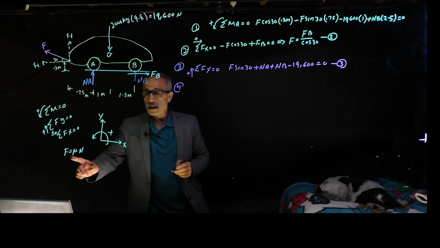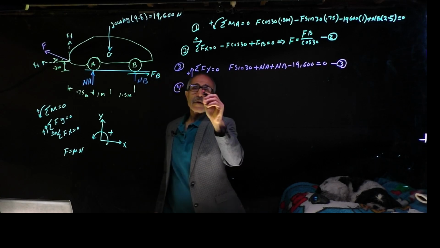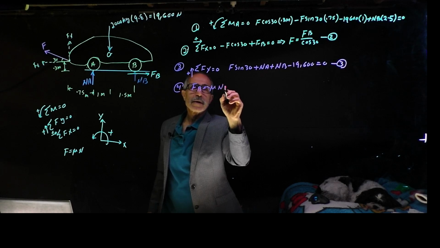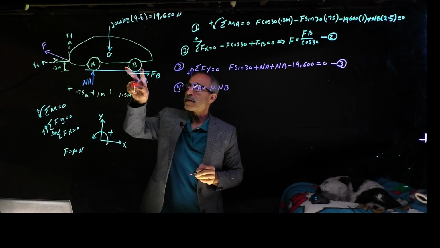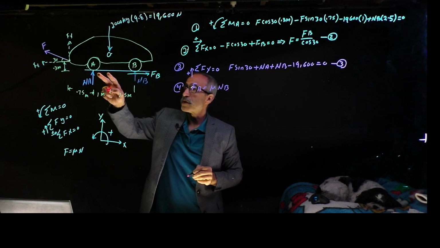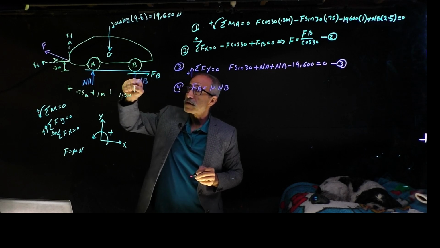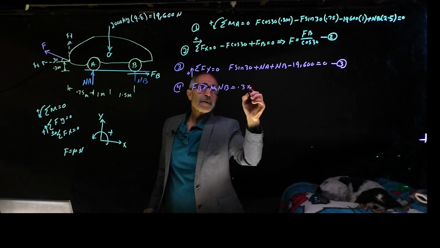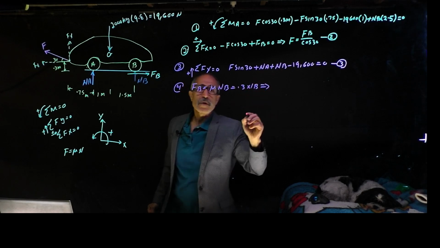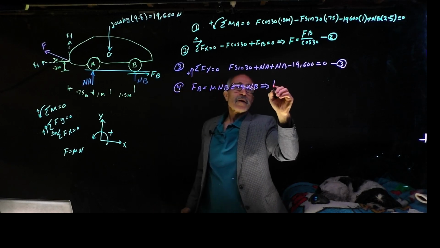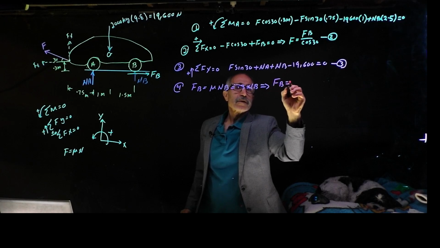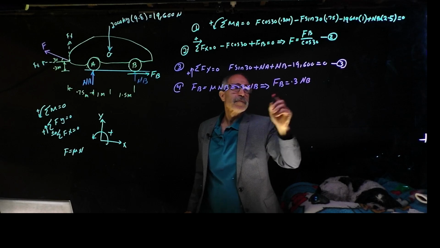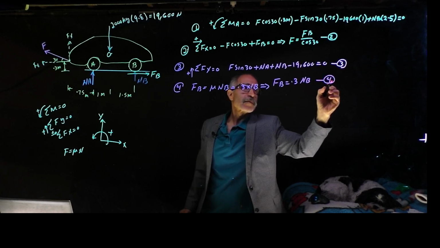And that's right here. So Fb, the friction, is equal to mu times Nb. This is the only tire that is locked in, has a friction. This is a free wheel. There's no friction there because it rotates. But this one, the brake is locked, so there's a friction force involved. So that would become 0.3 times NB. Therefore, our equation number 4 is going to be Fb is equal to 0.3 NB. Equation number 4.